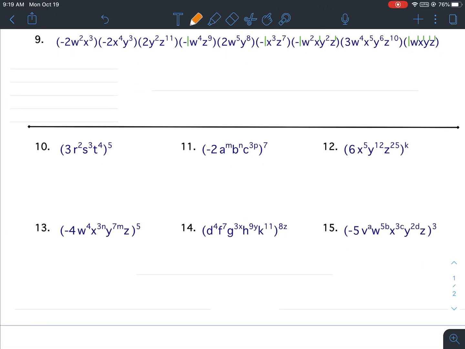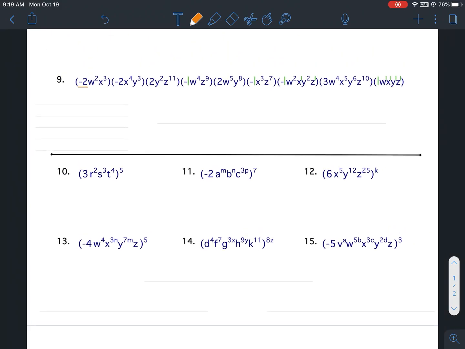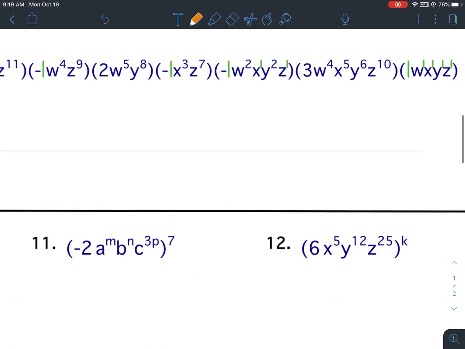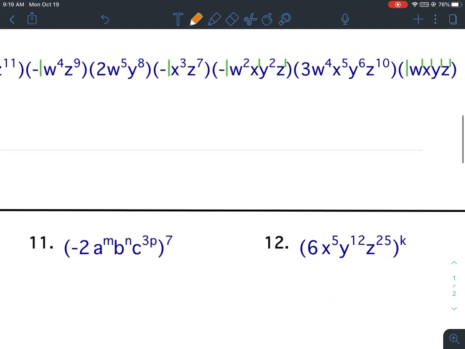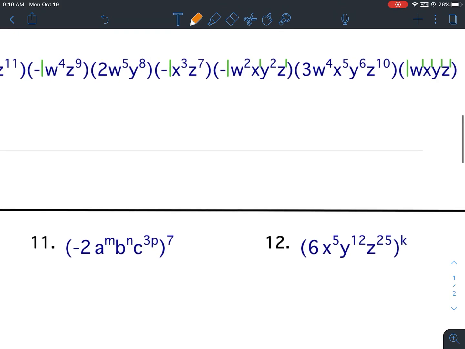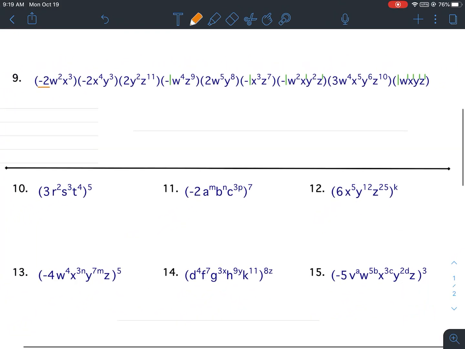Okay, so this is where we have to group everything off to the side. So we're going to start with our coefficients. So I have a -2. Oh, wait, before I even say that, the very first thing I did is I already put my 1s in. So you see, wherever I needed a coefficient or wherever I needed an exponent, I went ahead and put a 1. All right, so now I'm going to list all my coefficients.